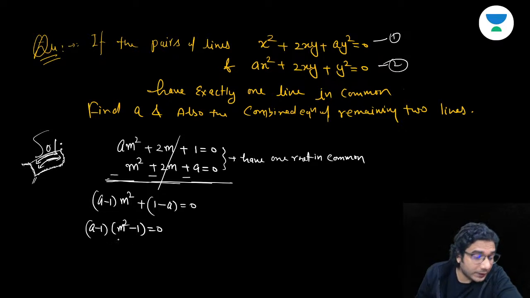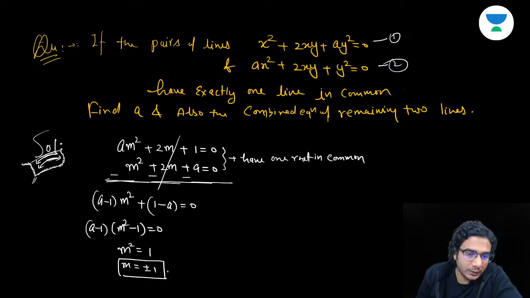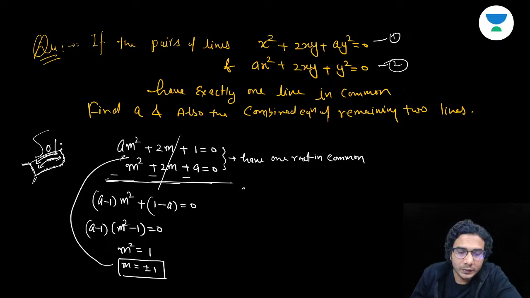I'm getting m is equal to plus minus 1 simply. So m square is equal to 1, and m is equal to plus minus 1. See, it was so simple. m was plus minus 1. Now you can put the value of m in this equation. m can be 1 or m can be minus 1. So put m is equal to 1, then you get one value of a.